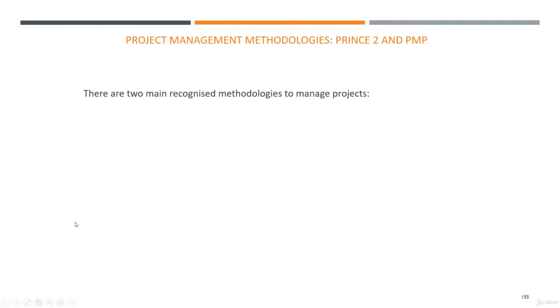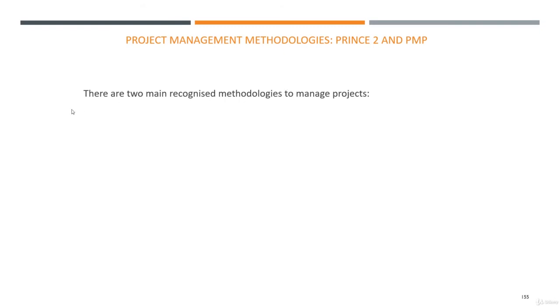So let's provide a quick overview of the 2 main project management methodologies. They are called Prince 2 and PMP. So when you look for a job and you look at the job description and job requirements, if they are looking for certificates, it will usually be one of those 2. So I think this is a key reason why it's good to know about those methodologies.